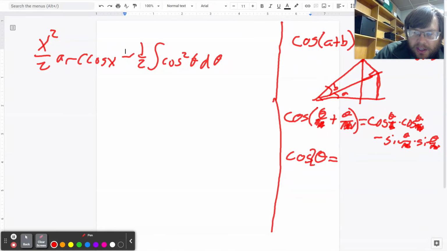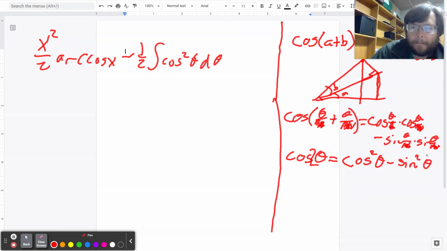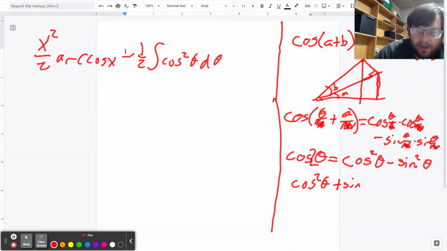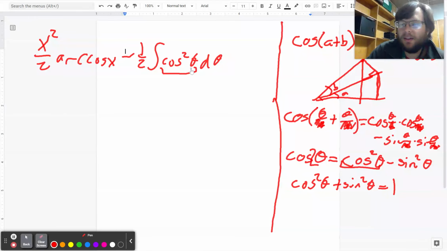So then I have here cosine of 2 theta equals cosine squared theta minus sine squared theta. And I know from the unit circle that cosine squared theta plus sine squared theta equals 1. So if I substitute that in either for sine or for cosine, I would substitute it in for sine because I see this part matching up with my integrand there.